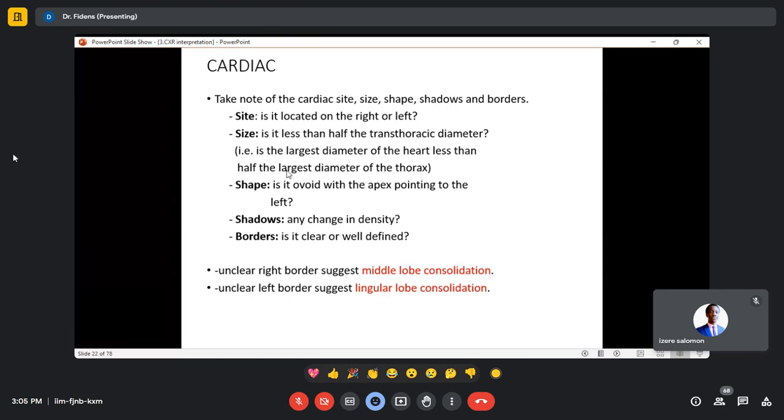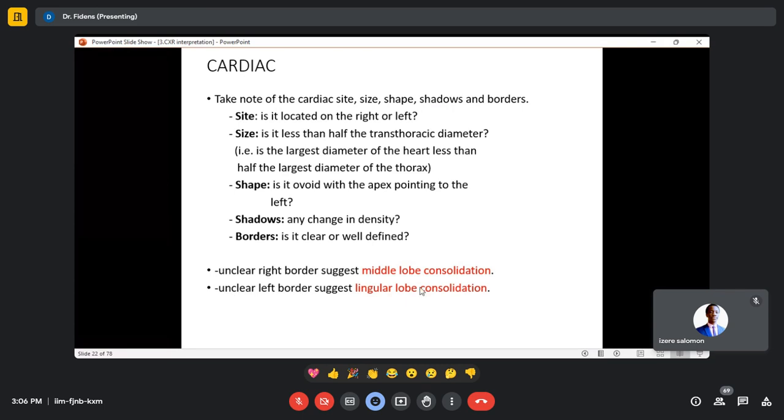The border, is it clear? Is there any silhouette sign positive or not? You see? If there is an unclear right border, it suggests middle lobe consolidation. That's what I remember I told you about middle lobe consolidation, lingular lobe consolidation. Normally, the opacity that can make the margin of the heart on the right side not well outlined means that opacity is in the right middle lobe.